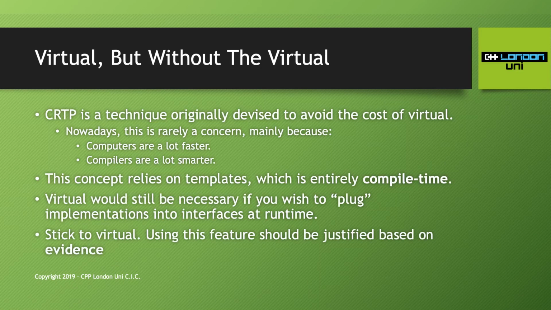Generally speaking, just stick to using virtual. Maybe you have a justification for using the CRTP. You should definitely check your compiler if you're using the latest and greatest. You will probably discover that you don't actually need to, because the compiler's so good at optimizing, it can see through all the virtual and figure out where to dispatch and inline everything. So if you're going to use it, base it on evidence.